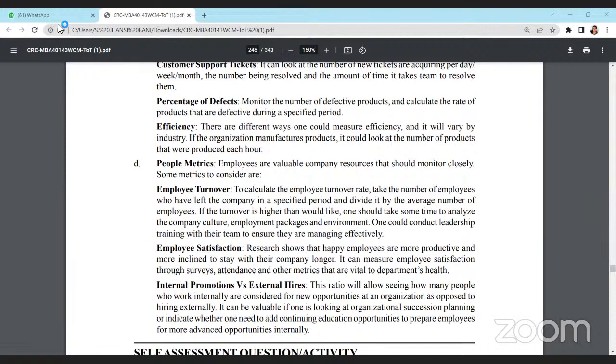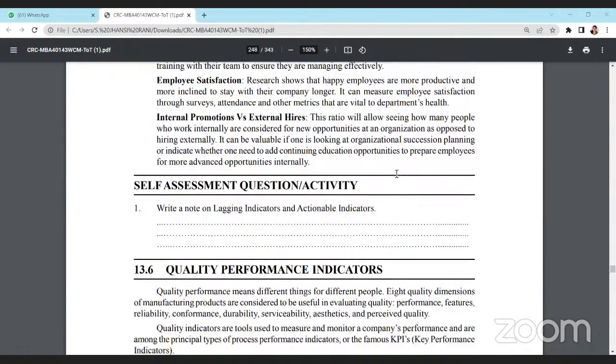And it can be valuable if one is looking at organizational succession planning, or it can indicate whether one needs to add continuing education opportunities to prepare employees for more advanced opportunities internally. So it depends upon that also, whether the people want to stay with the organization itself or want to move to some other organization when they get better opportunities.